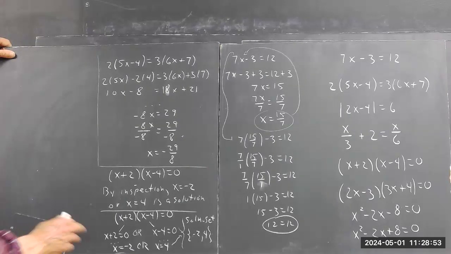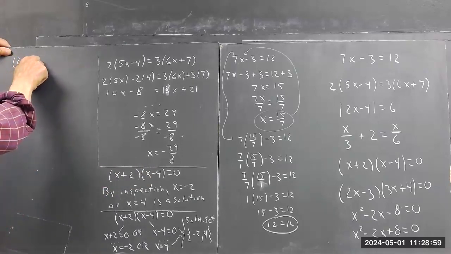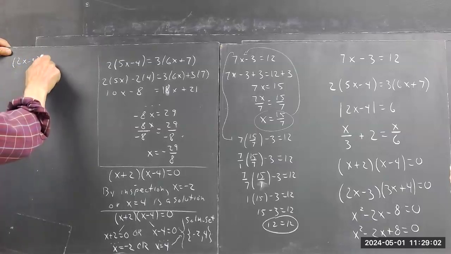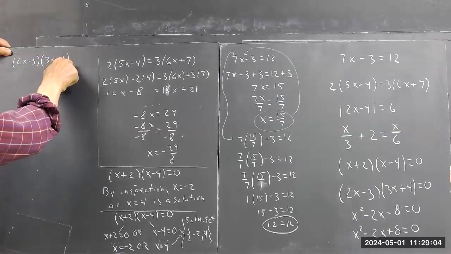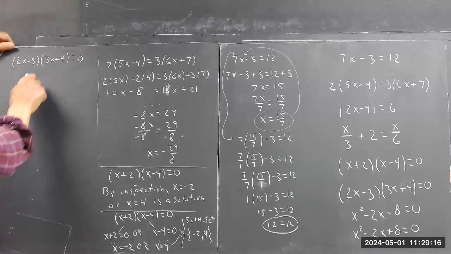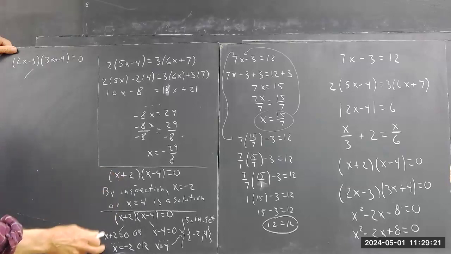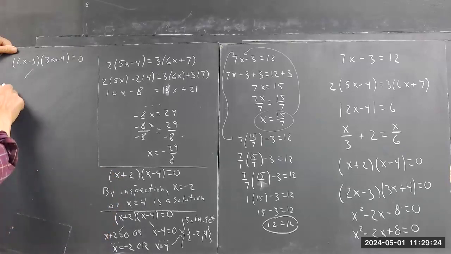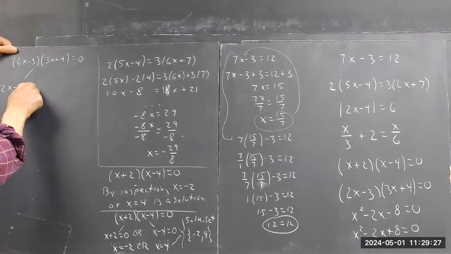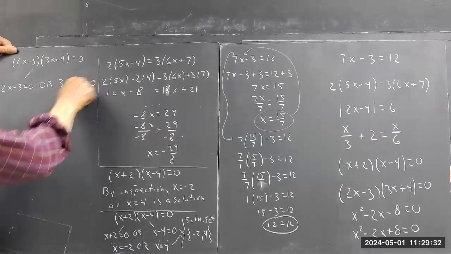Okay, so we have the equation 2x minus 3 multiplied by 3x plus 4 equals 0. We could try inspection, but you're probably not going to see what the solutions are until you split this into 2 equations. The logic is identical to what I did down here, which is identical to what I did up here, but this is the form we want to write it in. 2x minus 3 equals 0, or 3x plus 4 equals 0.